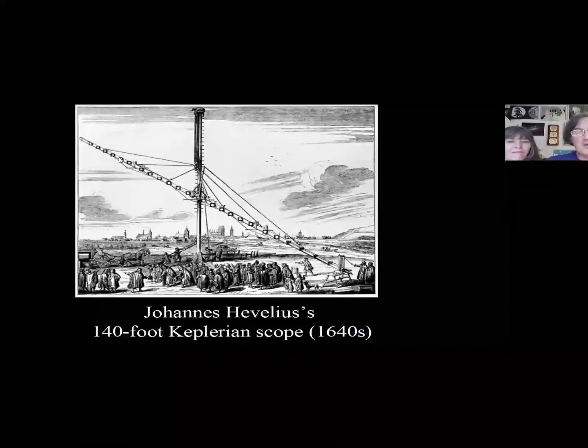This is Johannes Hevelius's 140-foot long telescope. Look at that thing, the scale of the people down here looking through the eyepiece at a scope that's 140 feet long. I can't imagine that was very successful, but they actually did that in order to reduce the chromatic aberration.